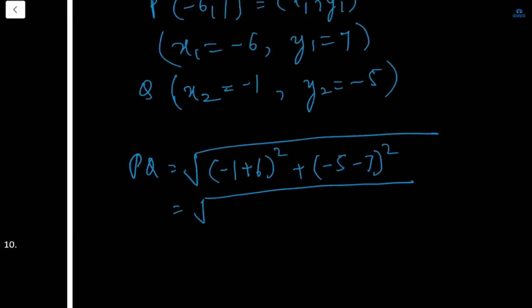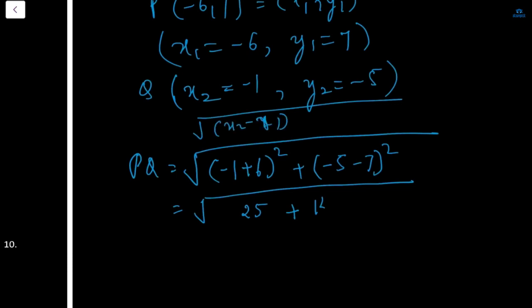So that will be what? 5 whole square, plus... Ma'am, it's minus 5 plus 7. Y1 is 7, but you will put the sign minus. Y2 minus y1. And here actually the sign is plus because minus minus becomes plus. The formula is x2 minus x1 whole square plus y2 minus y1 whole square. Okay, ma'am, got it. Ma'am, will it be 13 units? Yeah, it will be 13 units.